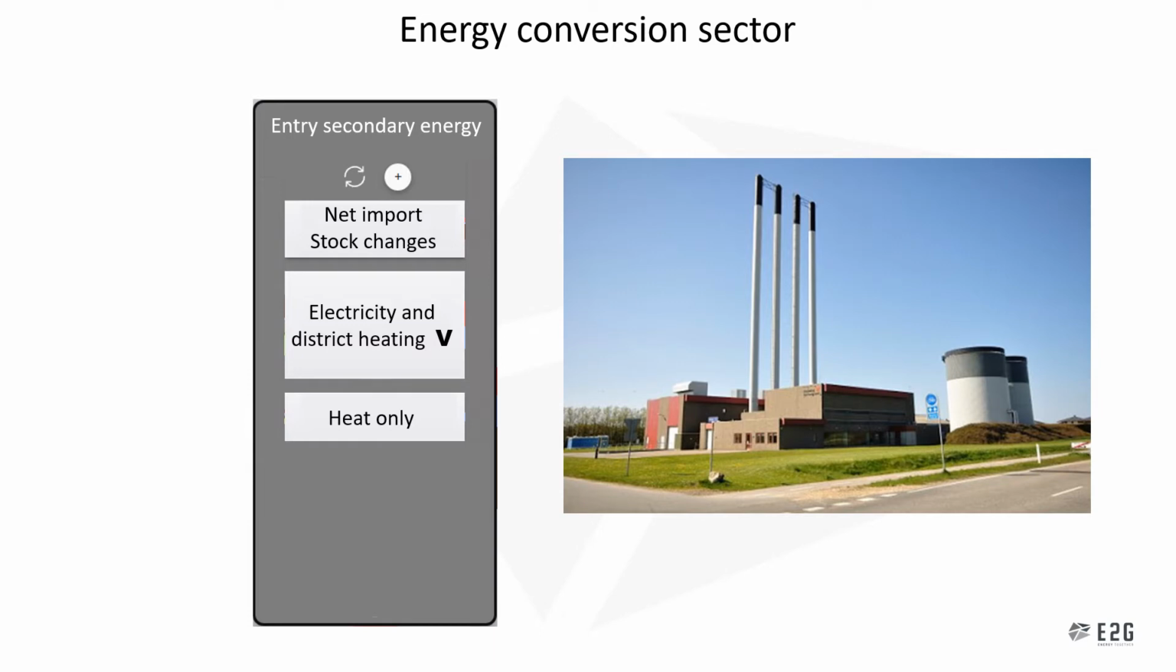There's also the possibility of only producing heat. Here they take primary energy and convert it only into heat. This could be in a gas boiler where you insert natural gas and receive heat. It could also be heat pumps where some electricity is inserted and out comes some heat.